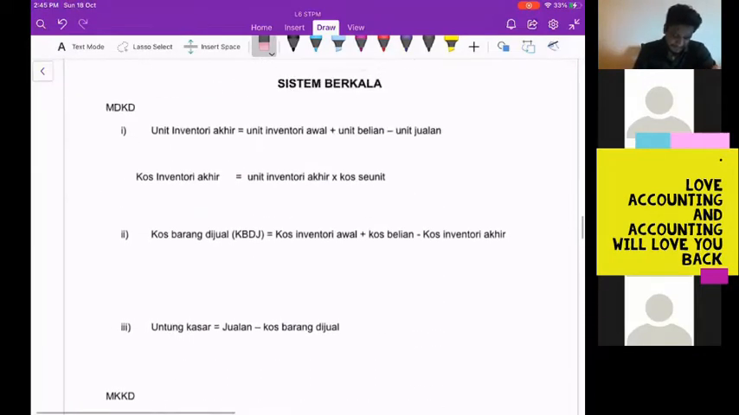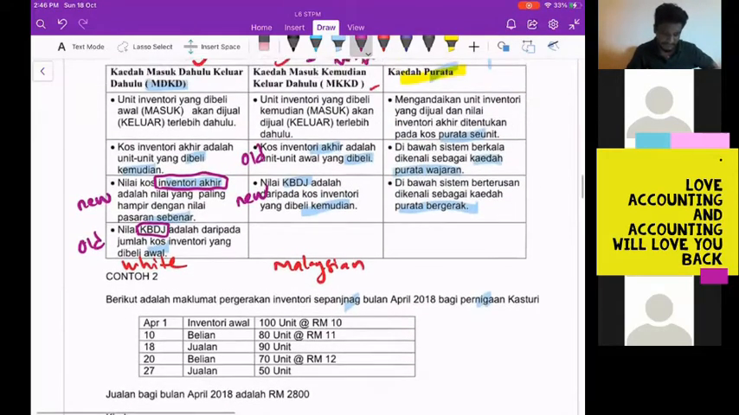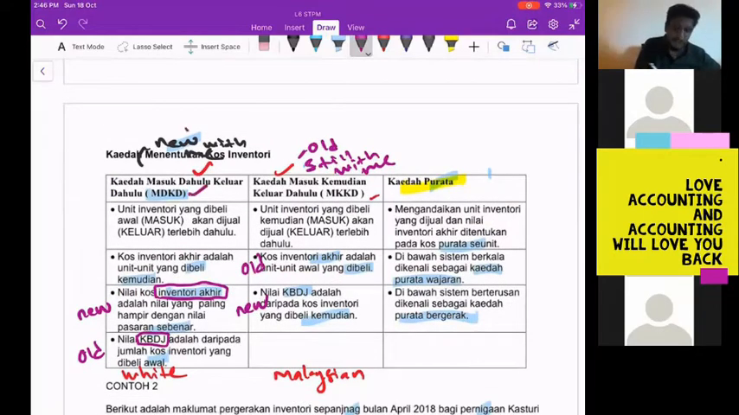Okay, first one, we do the sistem berkala. Sistem berkala, first one is MDKD. Remember this, MDKD means what? Masuk dulu, keluar dulu. Masuk dulu, keluar dulu means which one is still with me, the old one or the new one? Masuk dulu, keluar dulu means the inventory akhir, the one that's left in my business, is the new one or the old one? The new one. The new one is still with me. Can I check? Just now I said what? Masuk dulu, keluar dulu, the new one is still with me, correct.